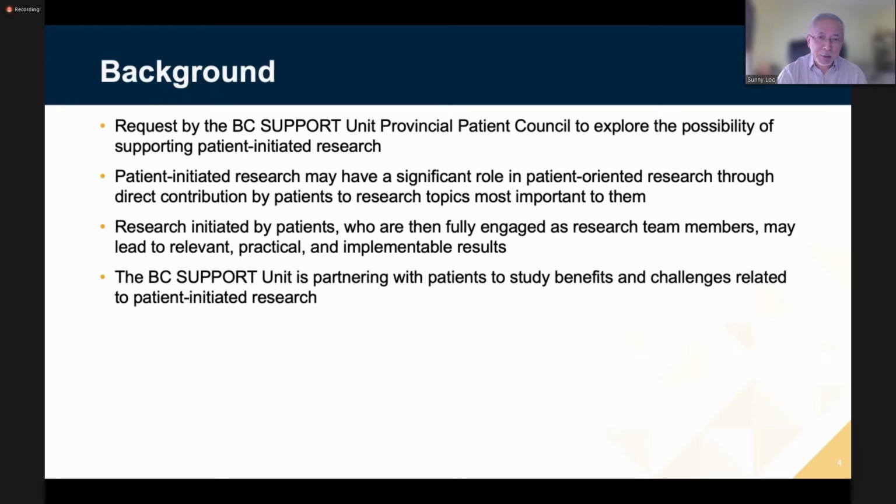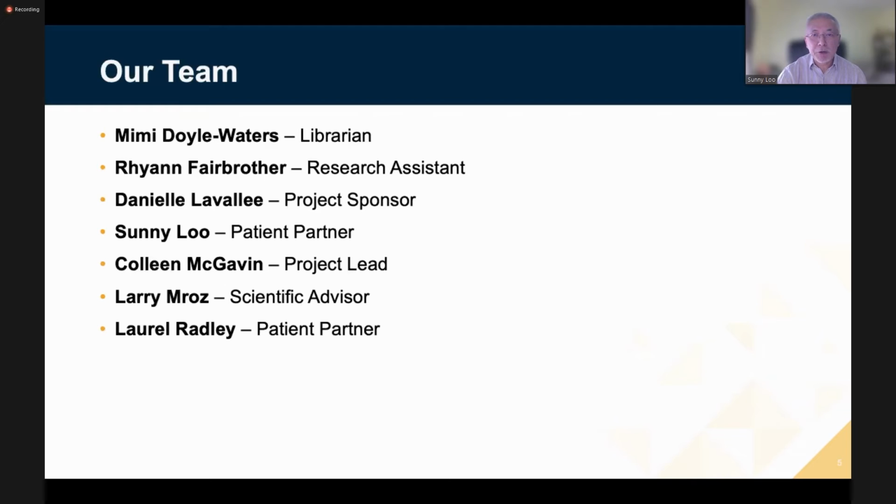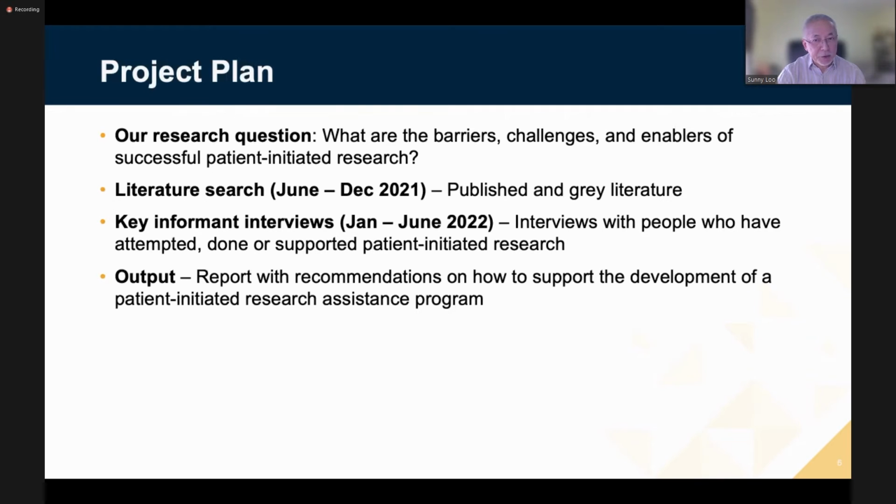To help address these types of questions, a working group was formed to study the benefits and challenges related to patient-initiated research. Our goal is to explore the possibility of supporting patient-initiated research and to inform the design and development of a possible support program. So our working group includes 2 patient partners together with researchers from the BC Support Unit, the BC Support Unit Engagement Lead as a project lead, and a librarian consultant. Now, Ryan will tell you more about our study methodology and findings. Ryan?